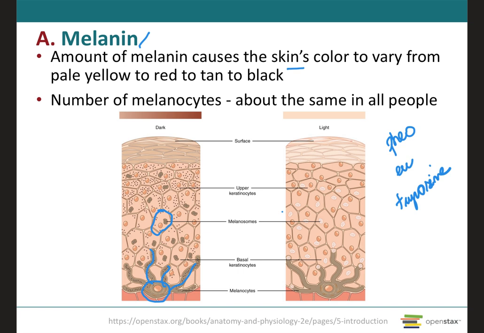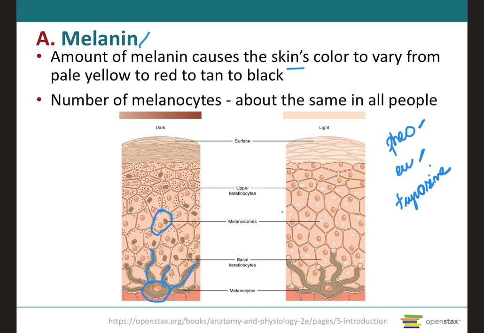The number of melanocytes in the skin is relatively the same for all humans, regardless of race. Racial variations in skin color are going to be determined by several major factors. First, the types of melanin produced. Again, if it's pheomelanin, it's going to range from yellow to red. If it's eumelanin, it will range from brown to black.